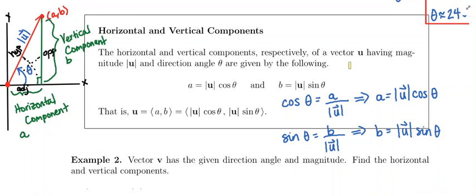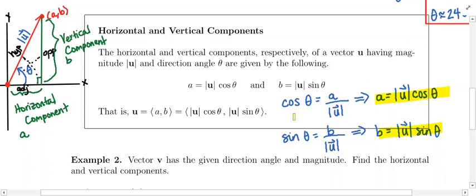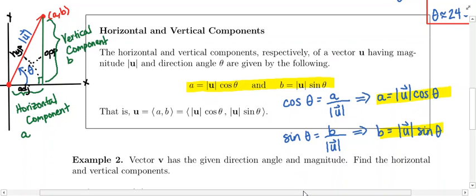These two formulas right here, that's what is being said right here. Okay, they match. So what this box is telling you is how to compute your horizontal and vertical components of your vector given the magnitude of the vector and the direction angle.